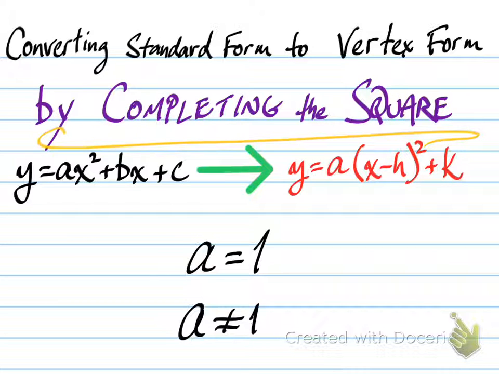If you recall any work that you have done with completing the square for solving quadratic equations, you do have to take that a value into consideration. If it's positive 1, you have a kind of a nice, easy process. If it's not positive 1, you have to do some other extra stuff. And that's true in this process also. So we'll do one example of each.